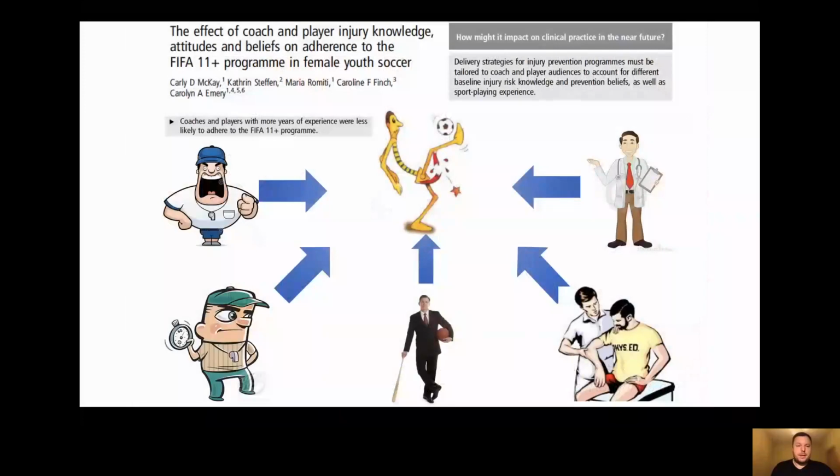Yes, and there are other papers telling that, maybe it's taken from football, coaches and players with more years of experience were less likely to adhere to the injury prevention program. So I think that young coaches are the future of injury prevention, because in some cases those who are more experienced are not paying enough attention to injury prevention. So this is the fact, yes. So we have to understand that.